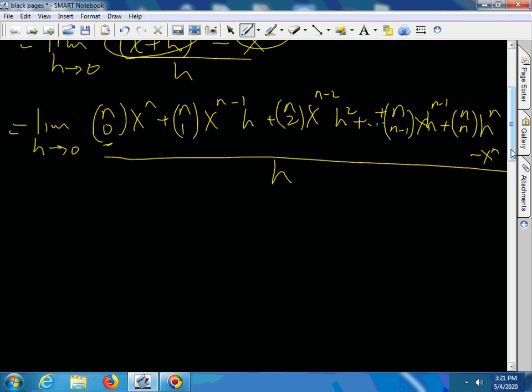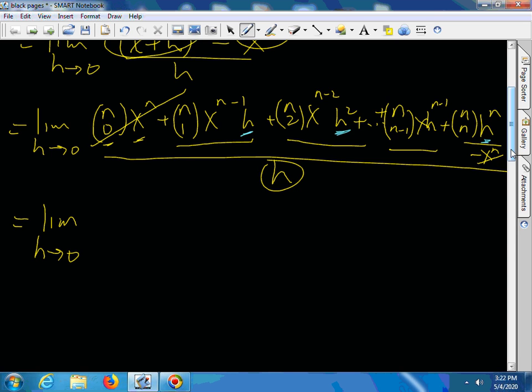Now, n choose 0 is 1, and 1 times x to the n is x to the n. So this minus that is history. Now, if you look at each and every term, they all have an h in it. And the whole thing with these derivative limits is to divide by h. So I'm going to factor out an h.